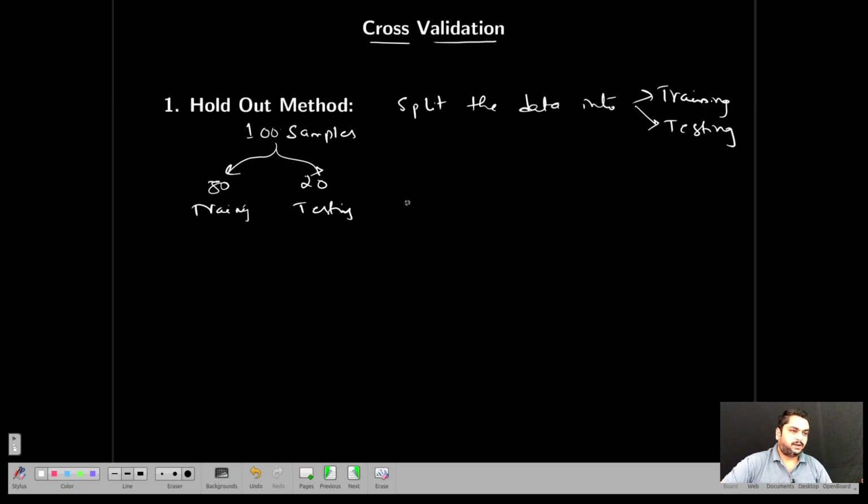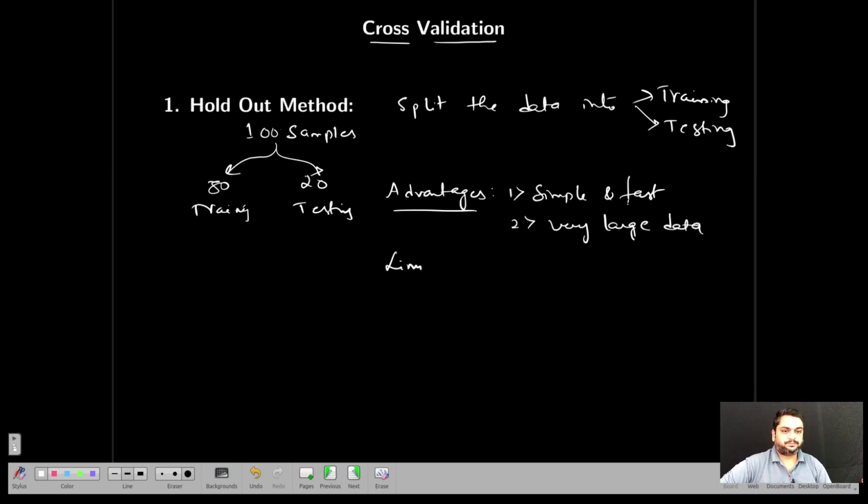Now, what are the advantages of this? The first advantage is that it is simple and fast, because even if the data is very large, we're just splitting it into only two categories, one for training and another for testing. So this is good for very large data. What are its limitations?